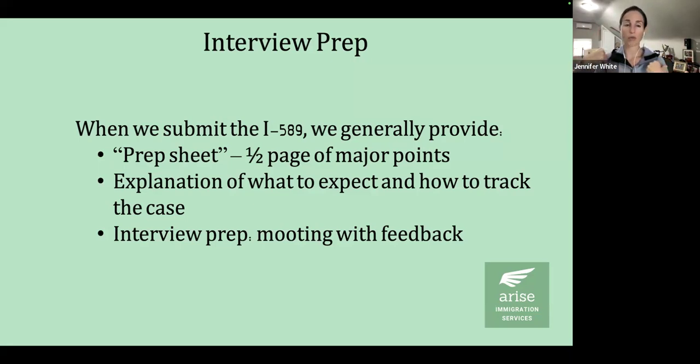So the way we do it at Arise is we create a prep sheet that's about half a page. We take the client's affidavit and pull out bullet points of the most legally relevant facts of their case, and it should be no longer than half a page. We give it to the client if they're able to read. I'll explain how you do it if they're not able to read in a minute.